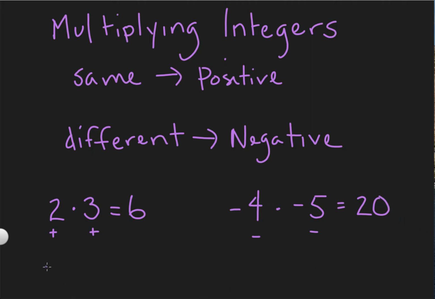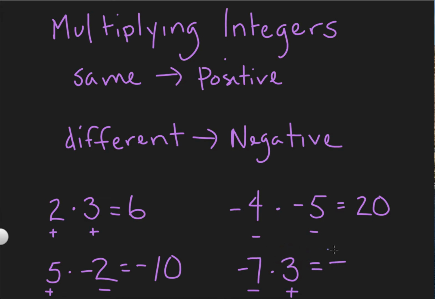I can look at a couple more examples. Let's say 5 times negative 2. So this one we have a positive and we have a negative. That means my result is going to be negative. So 5 times 2 is 10, but because they're different signs, it's going to be a negative 10. I can have a negative 7 times positive 3. Again, we've got a negative and a positive, so my answer is going to be negative. Then all I have to do is multiply, which gives me a 21. So that's one quick method.